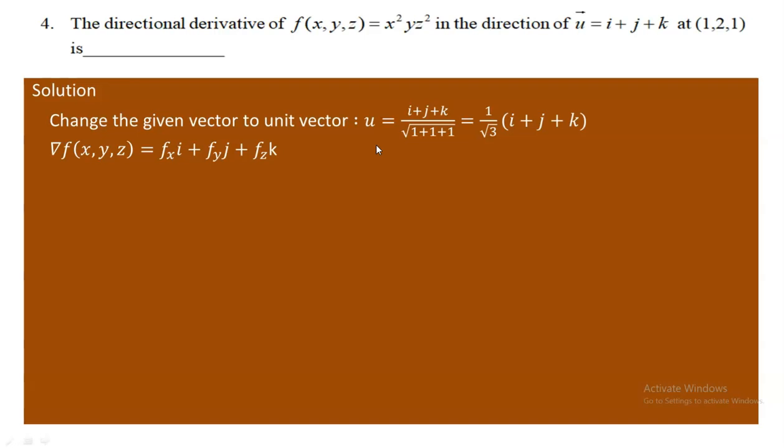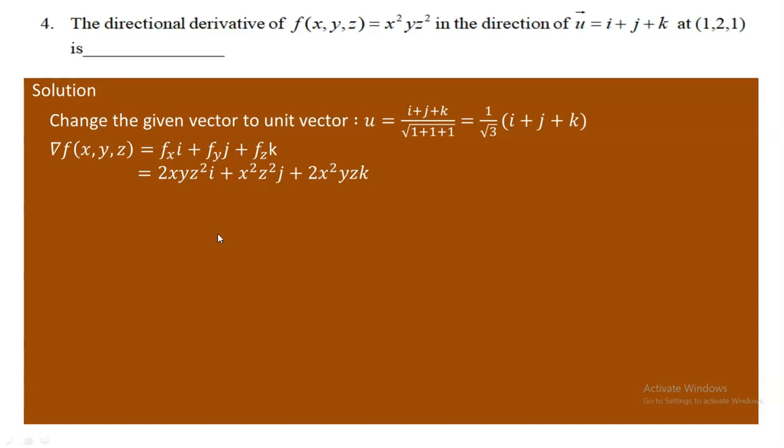Next we need to determine the gradient of this function. The gradient of this function is the partial derivative of f with respect to x along i, the partial derivative with respect to y along j, and the partial derivative with respect to z along k. We simply take the partial derivative with respect to x, which is 2xyz squared, as I wrote. With respect to y, we get x squared z squared, and with respect to z, 2x squared yz. So these partial derivatives represent the gradient of the function.